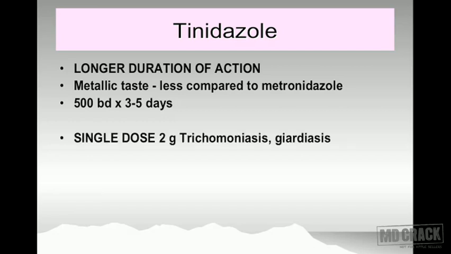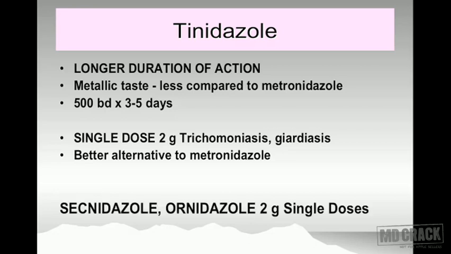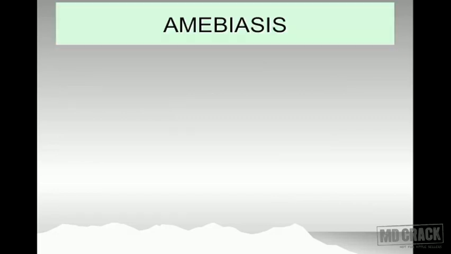So I hope you notice the frequency of administration is decreasing, the duration of treatment is also decreasing. It's used in a single dose, that's 2 grams, in the management of trichomoniasis and giardiasis, and this is supposed to be a better alternative to metronidazole. Secnidazole and ornidazole are the newer imidazoles, and they are useful in a 2 gram single dose in many of the infestations because they have a still longer duration of action, still longer half-life.